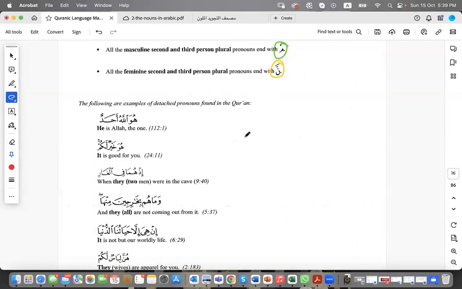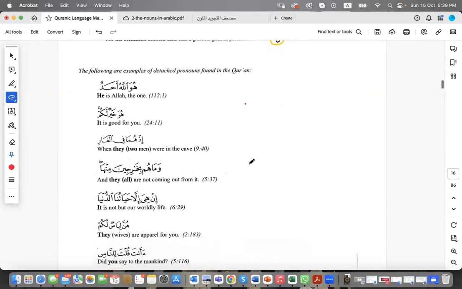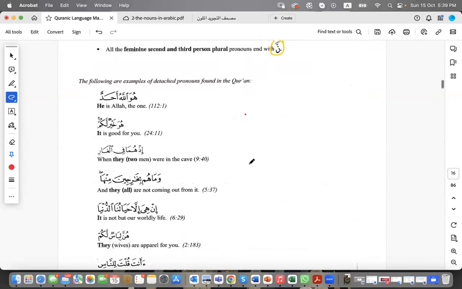طيب, the following are examples of detached pronouns found in the Quran. Let us have a look at it, and I would like you all the time to try to apply everything that we take to the Quran. So, هو الله أحد. هو here is third person, singular, masculine. هو خير لكم, again, third person, singular, masculine. The translation of هو الله أحد is "he is Allah the one," but هو خير لكم is "it is good for you."